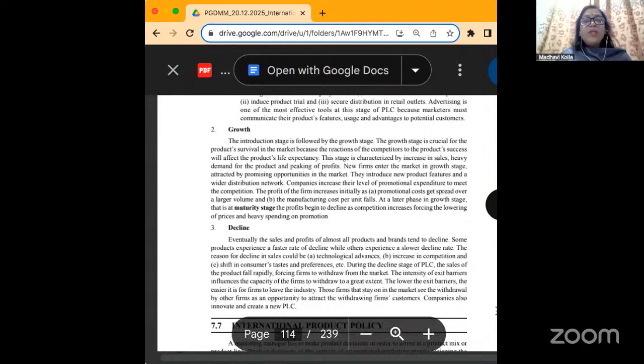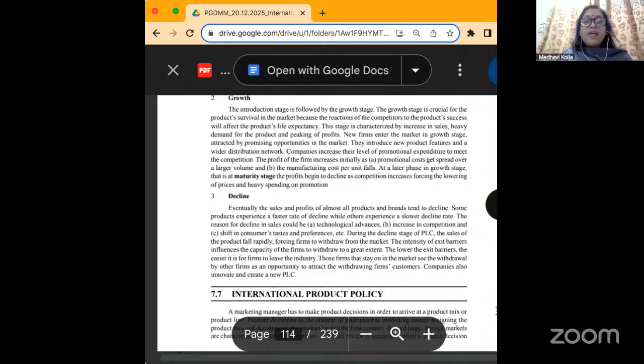Then the next one is the growth. The introduction stage is followed by the growth stage. The growth stage is crucial for the product survival in the market because the reactions of the competitors to the product's success will affect the product's life expectancy. The stage is characterized by increase in sales, heavy demand for the product, and peaking of profits. So this is in a way a very good stage to be in.